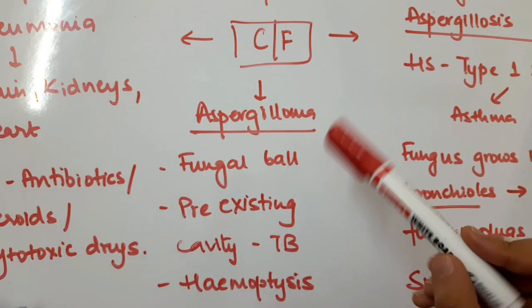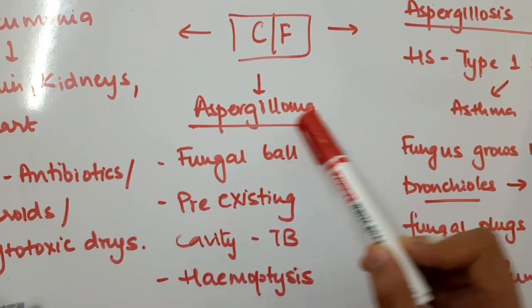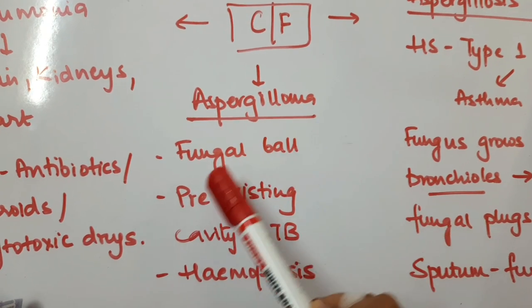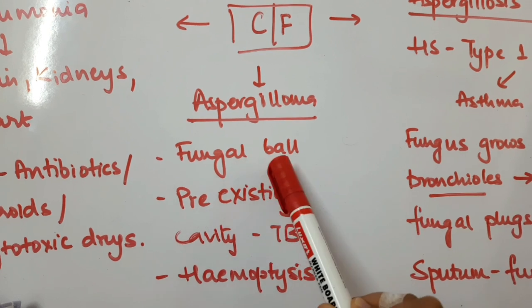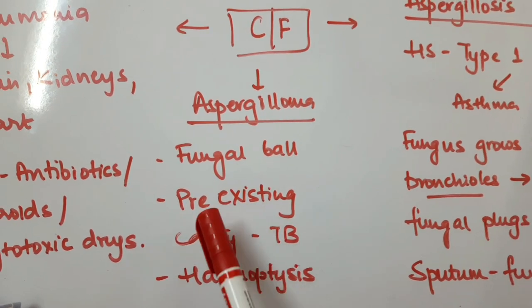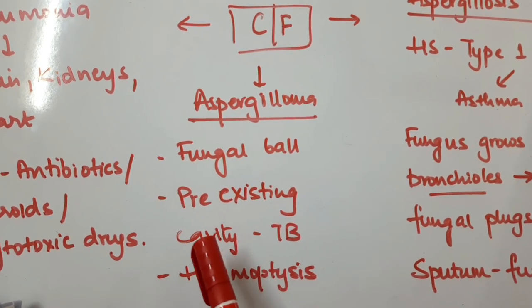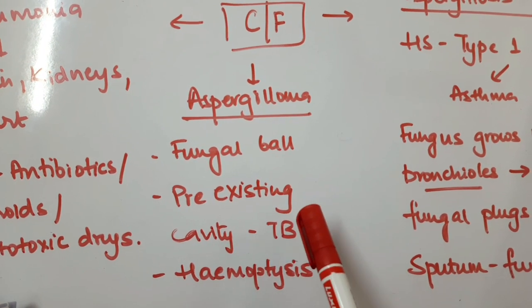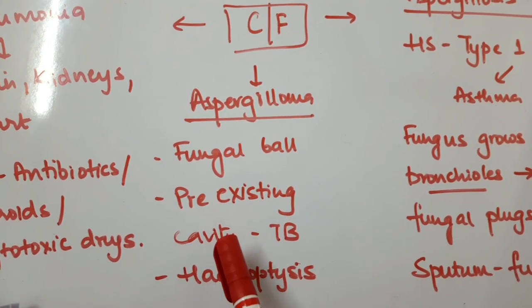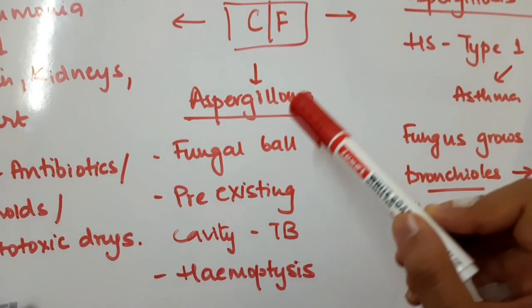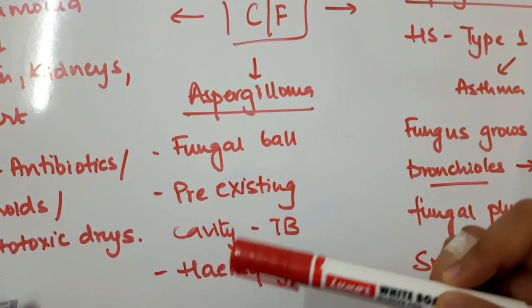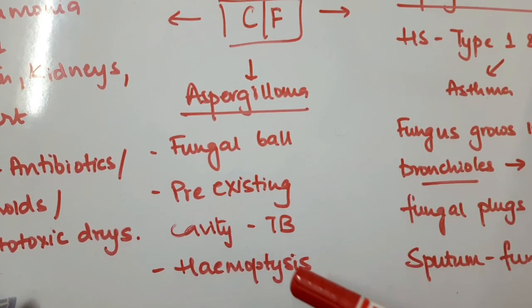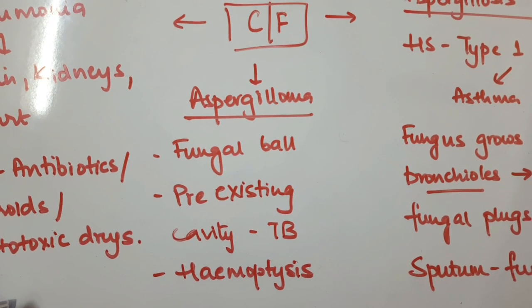The third type of presentation is an aspergilloma. An aspergilloma is a fungal ball. Now this fungal ball is formed in pre-existing cavities present in the lung. So if there has been a TB infection in the lung in the history, it will form a cavity, and in that cavity there will be a fungal ball production. This might also lead to massive hemoptysis in the patient.